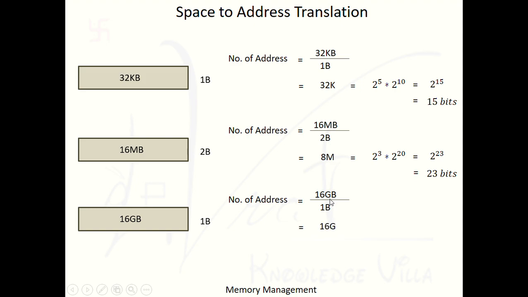Get it? Giga means 2 raised to 30, and 16 means 2 raised to 4. So we will get 2 raised to 4 into 2 raised to 30. And finally we can write a total of 2 raised to 34. Yes, definitely. So we can generate 2 raised to 34 addresses, or we can say that we can place 2 raised to 34 addresses in a 16 GB block with the size of each address being 1 byte. Get it? And to generate 2 raised to 34 addresses, we will require 34 bits.